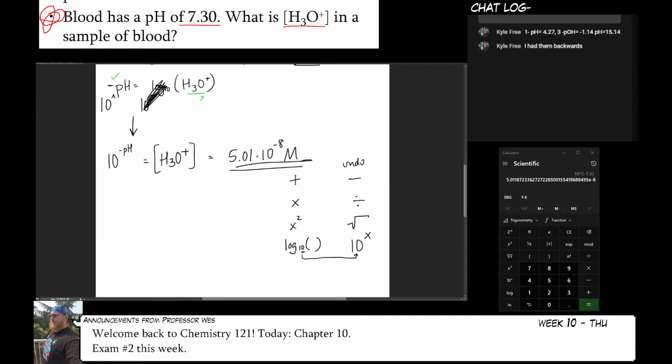And that's the concentration of H3O+ in my acid, or in the solution that has pH 7.30. So that's what the concentration of H3O+ is in your bloodstream. It's about half as acidic as water because it's got half of the H3O+ in there.